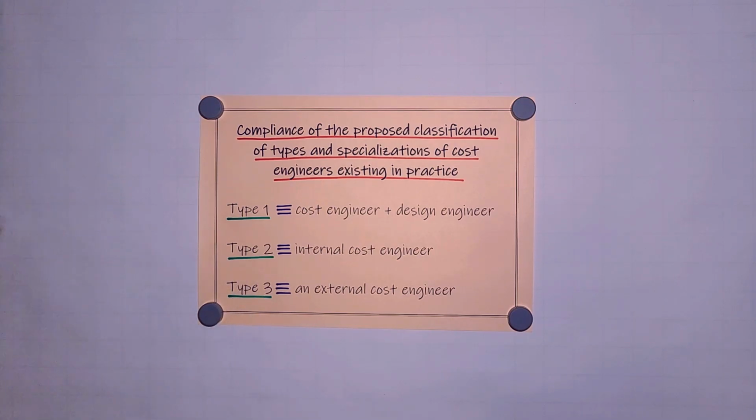Type 3 is an external cost engineer integrated into the company's management accounting system, working with reference documentation generated by the first two types of cost engineers. As a rule, the leading companies in the industry have second and third types of cost engineers.